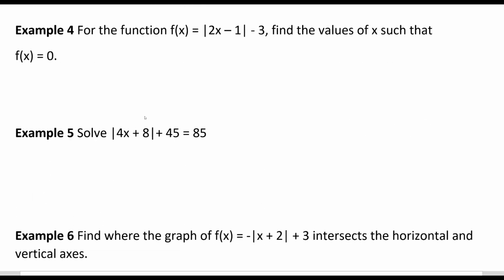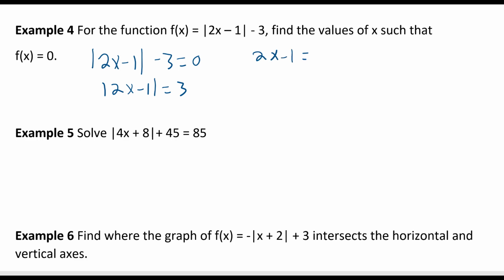So for the function f of x equals absolute value of 2x minus 1 quantity minus 3, find the values of x such that f of x equals 0. So we're going to take the absolute value of 2x minus 1 minus 3 and set it equal to 0. So the absolute value of 2x minus 1 equals 3. And now we have our two cases. So 2x minus 1 equals 3, or 2x minus 1 equals the opposite of 3, because that quantity would have been the opposite, and then the absolute value made it positive. So we solve each of these independently.